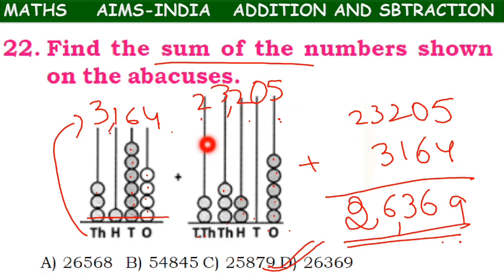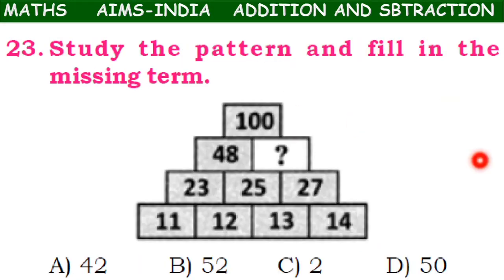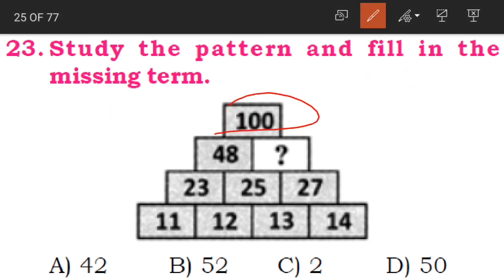Clear children? Very easy, right? Yes. Coming to question number 23. Study the pattern and fill in the missing term. Now first we have 100. Okay, 100 is split as 48 and we don't know what this is.